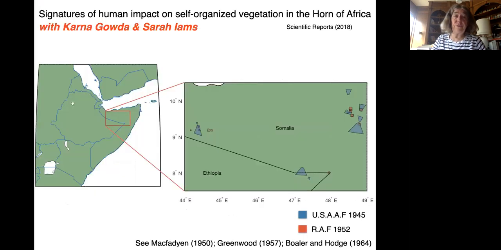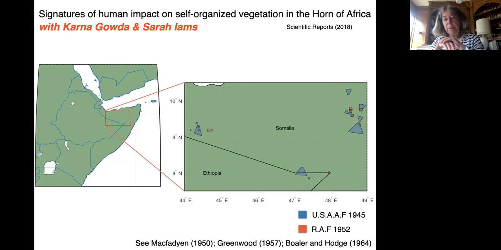So this is from a paper we wrote with Sarah Imes, who was a postdoc with me at Northwestern at this time that Karna was doing his PhD. And so this is a map showing that region in Horn of Africa. And on the right, these little quadrilaterals that are in blue or red are Karna's matching between two different sets of aerial images, which he ordered.